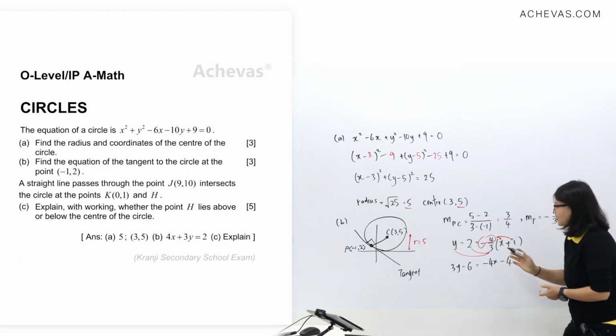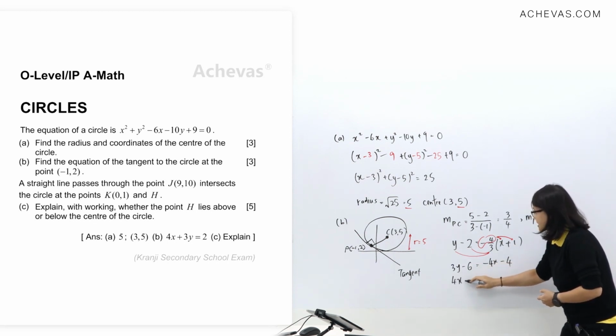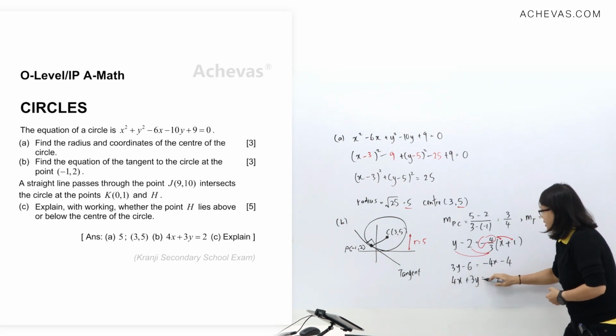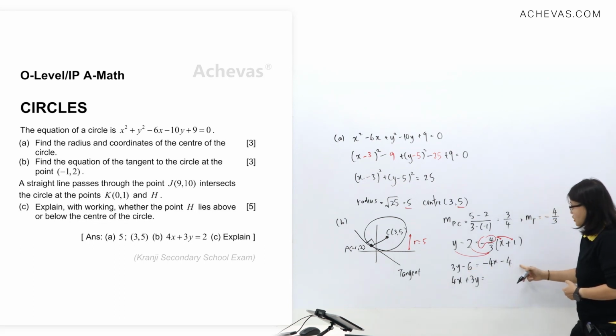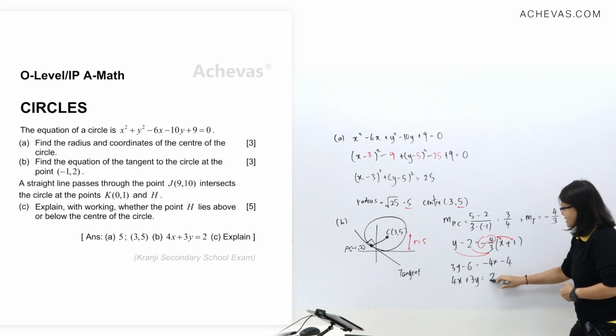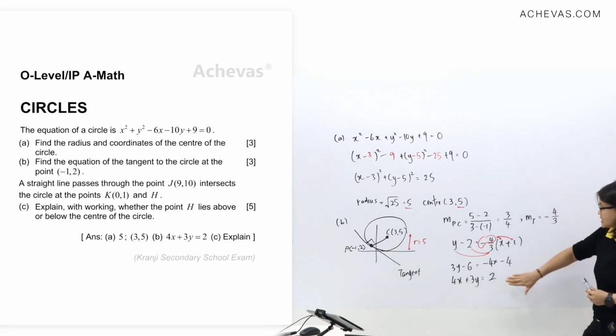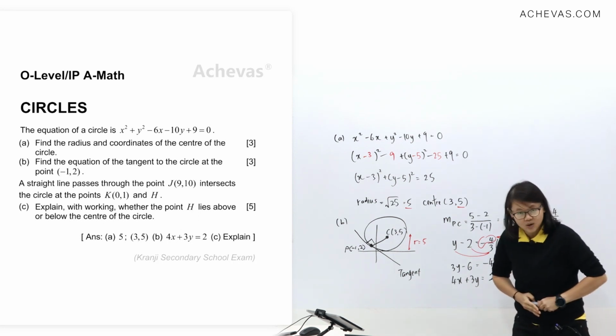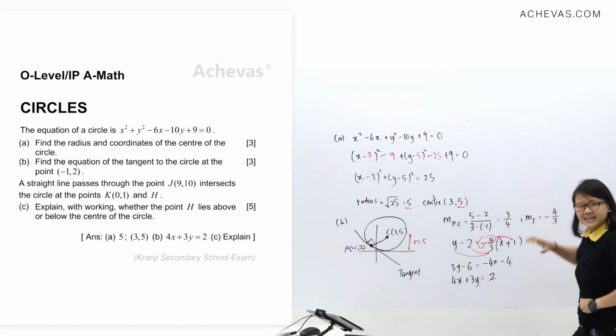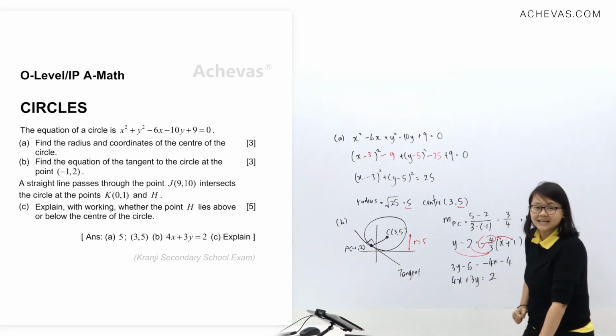Let me move x and y to the left. I'll have 4x plus 3y. Moving 6 to the right, I have 6 minus 4. That's equals to 2. So that's the answer for part B of this question. Let me erase this one here and let's take a look at part C then.